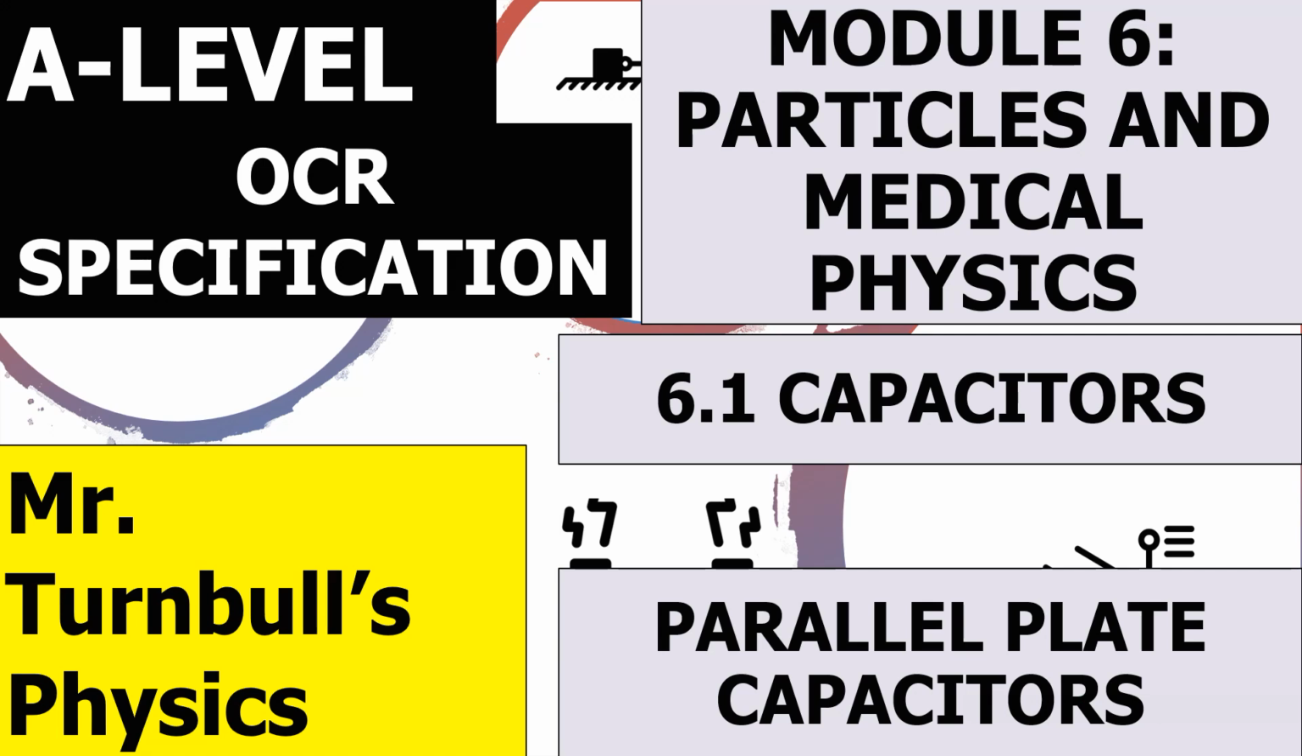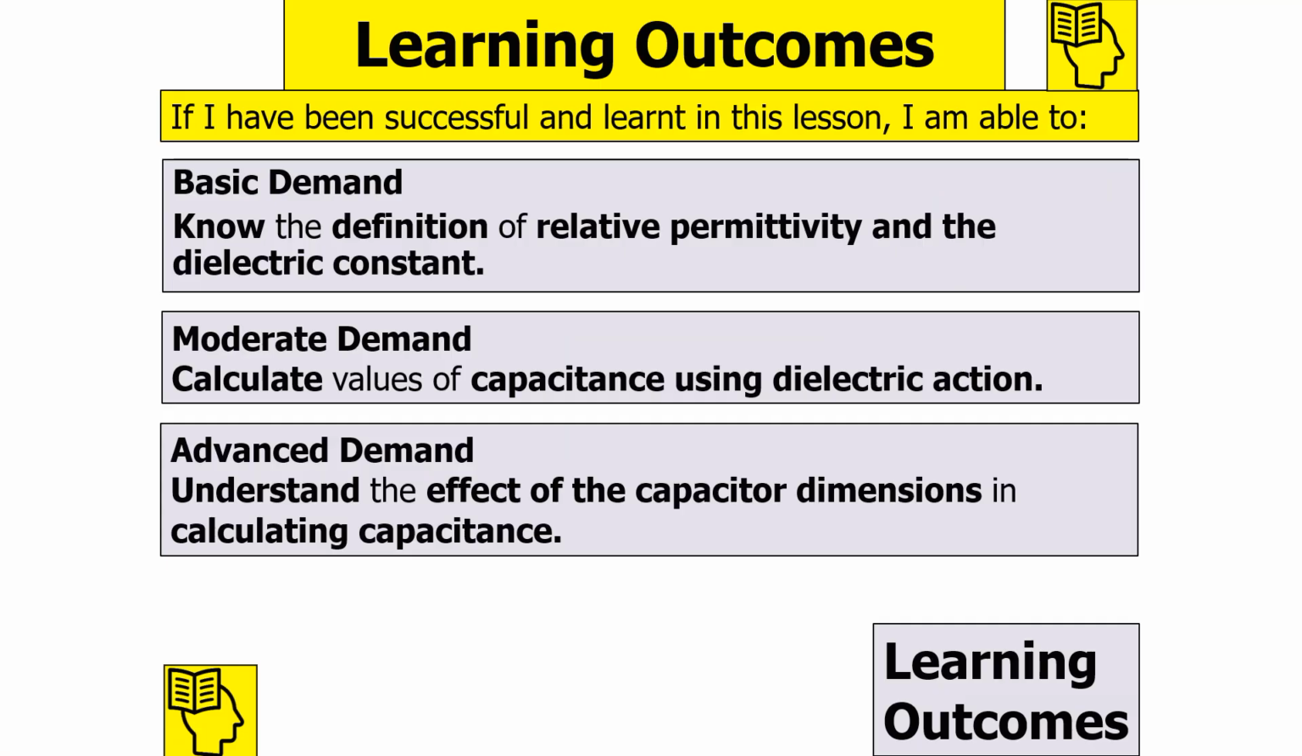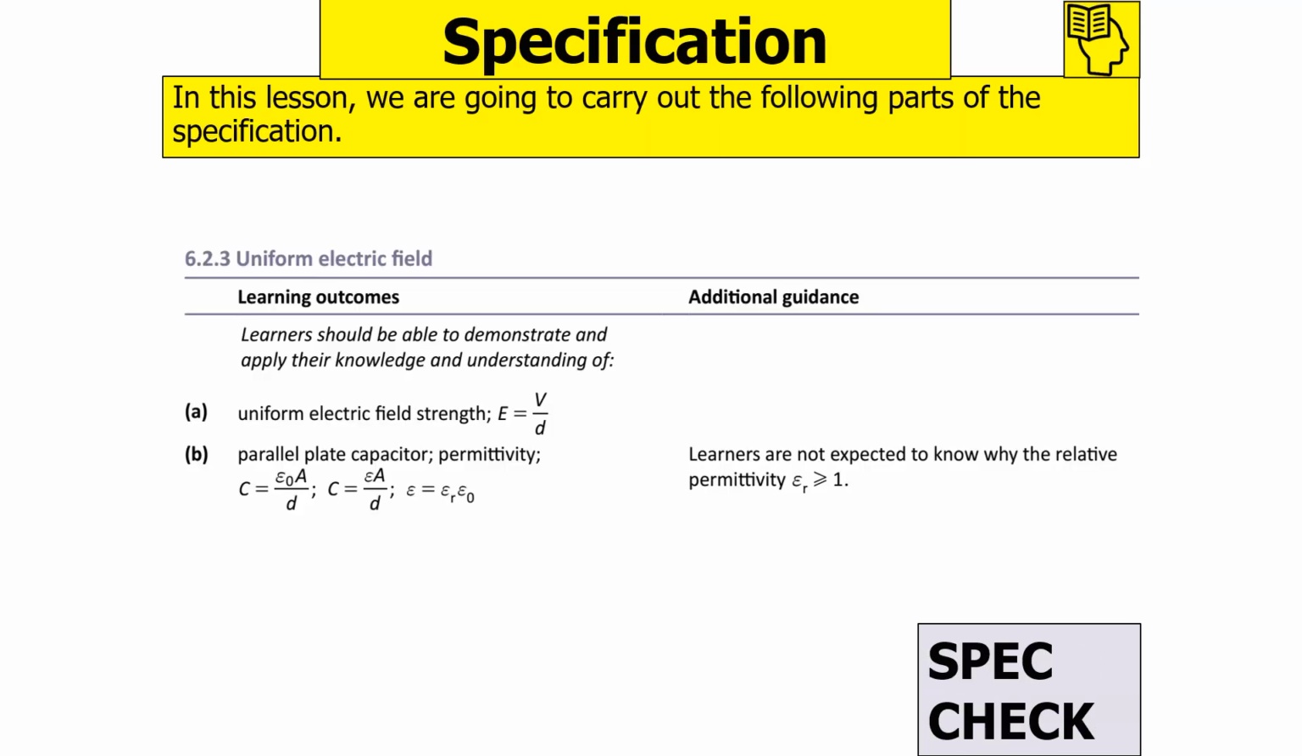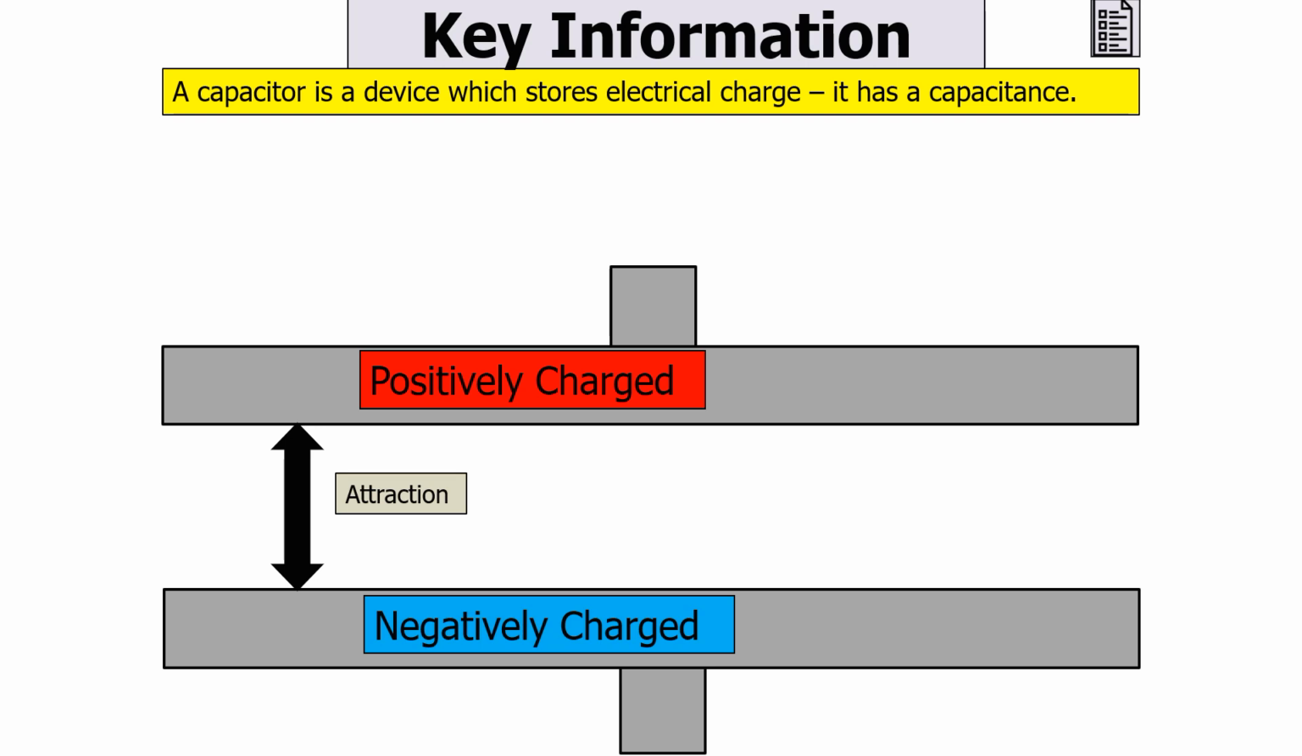So if we've been successful in today's lesson, we should be able to know the definition of relative permittivity and the dielectric constant, calculate values of capacitance using dielectric action, and understand the effects of capacitor dimensions in calculating capacitance. So we're going to be looking at the following part of the OCR A-Level Physics specification, 6.2.3, Uniform Electrical Fields. Now a capacitor is a device which stores electrical charge.